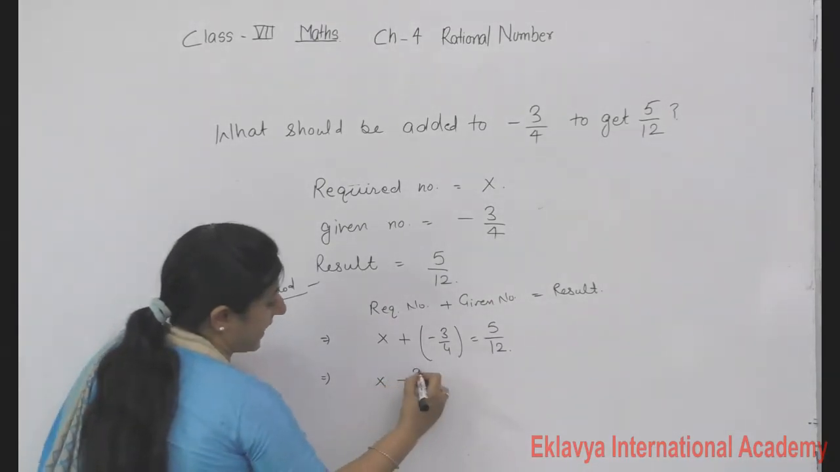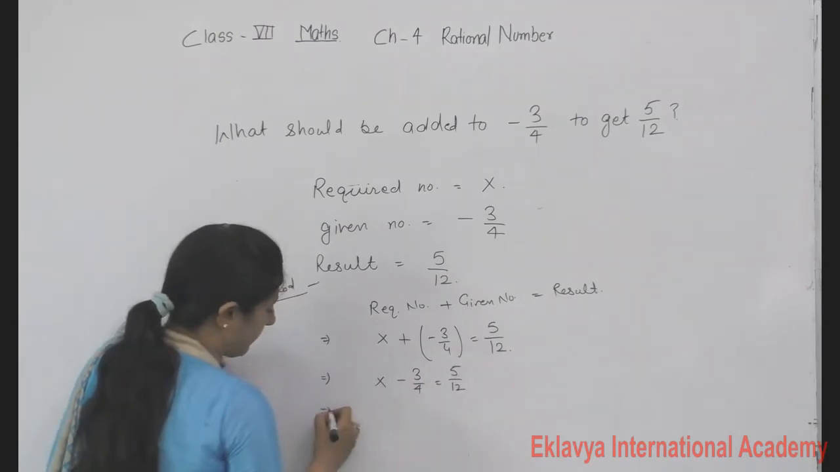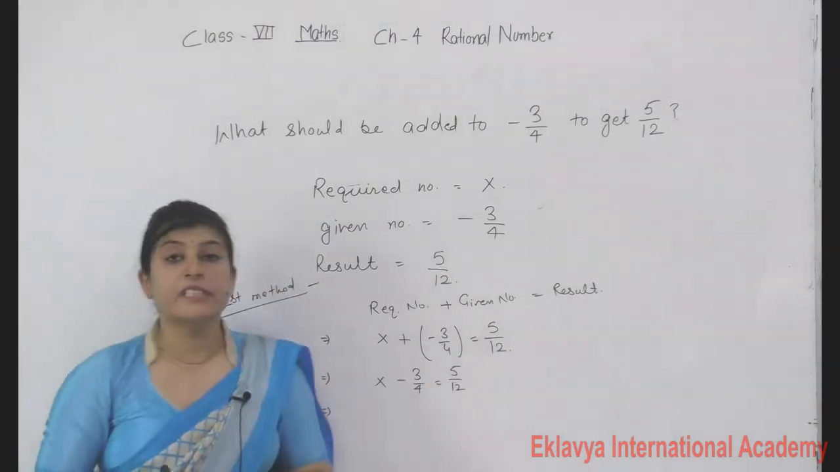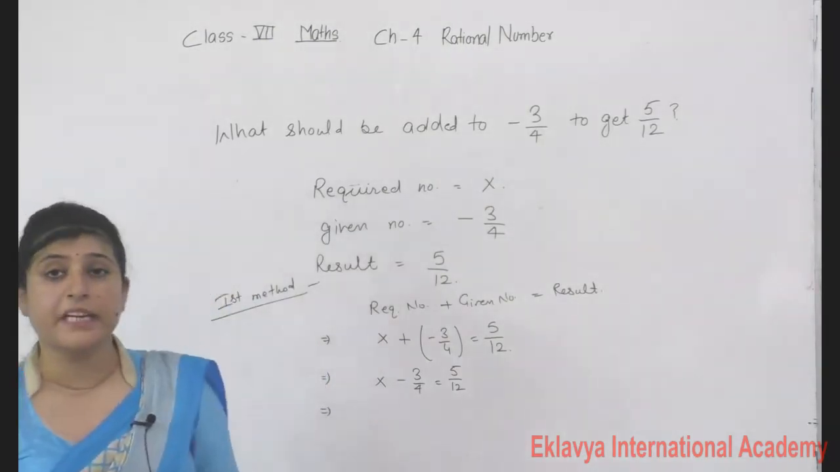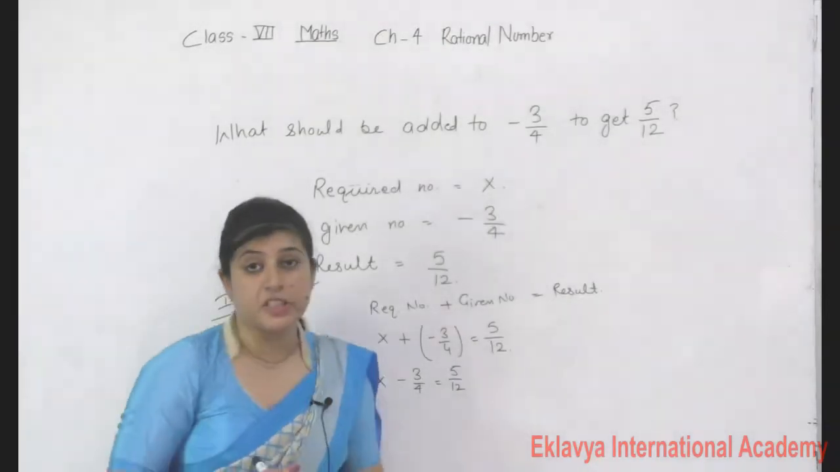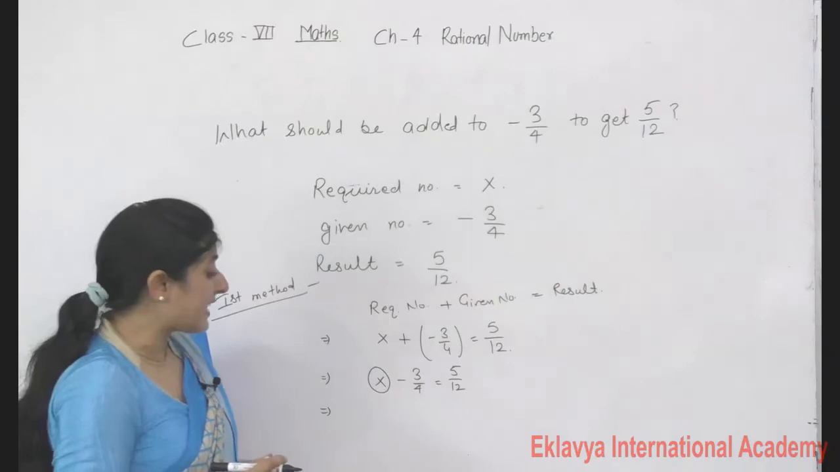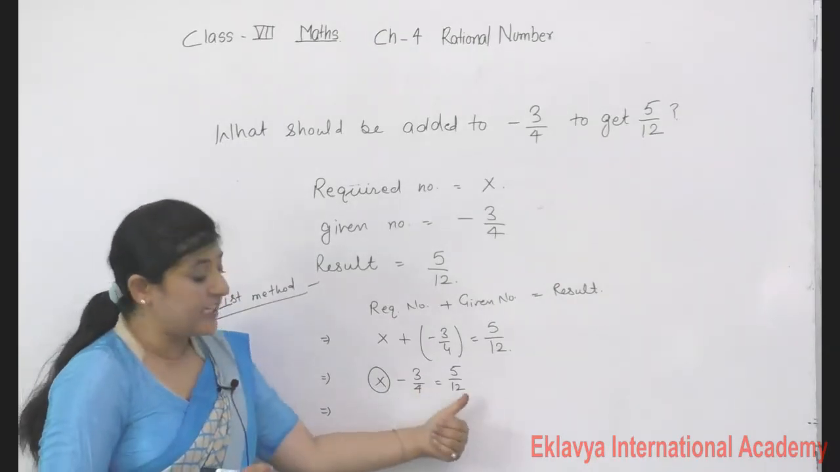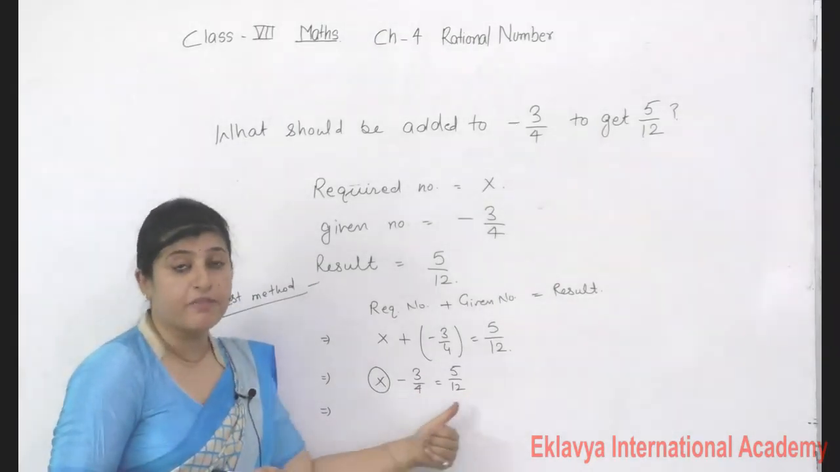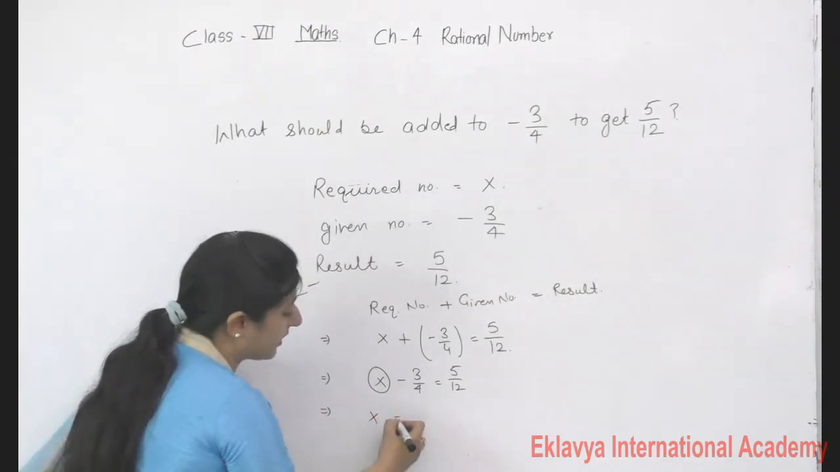Plus minus 3 by 4 is equal to 5 by 12. See, now it becomes an equation. This is an algebraic expression, we can say. How to solve the algebraic expression? We have this one unknown variable x. This value is related to this, same type of terms they are. So it means we can solve same types of terms together.